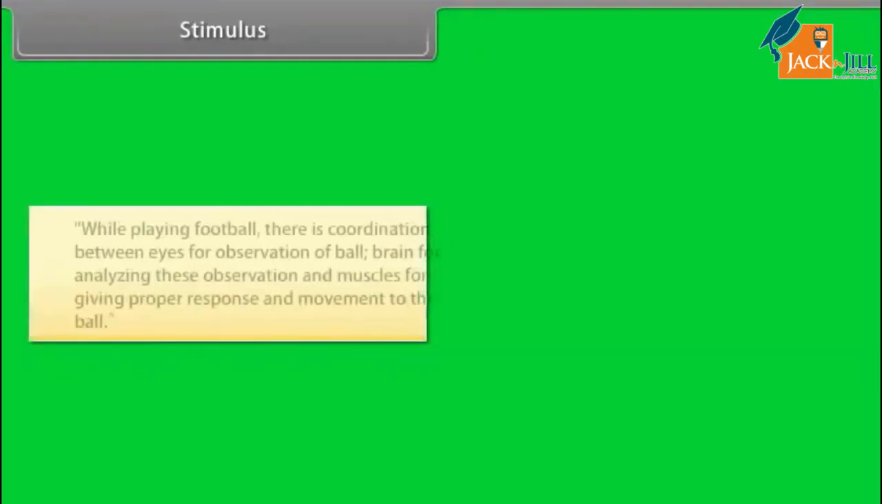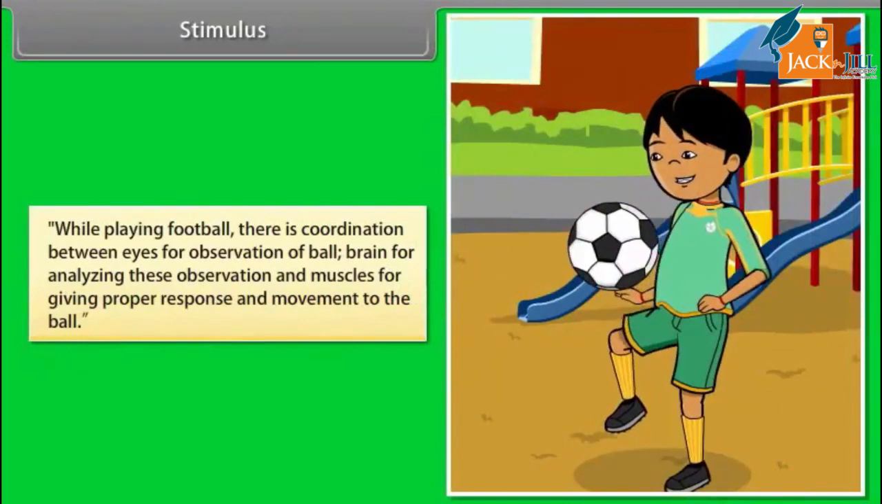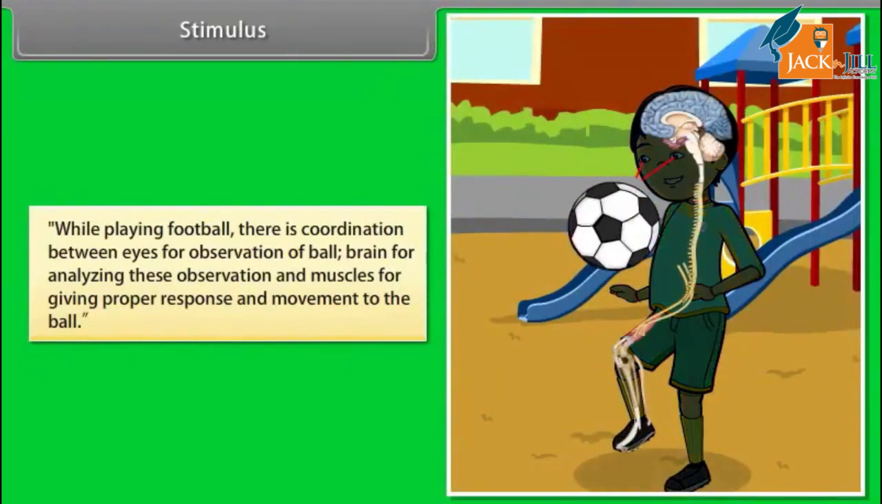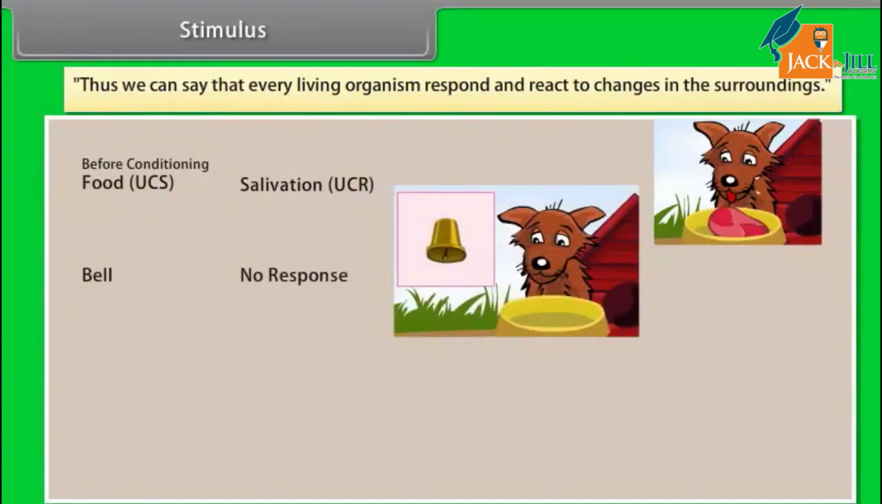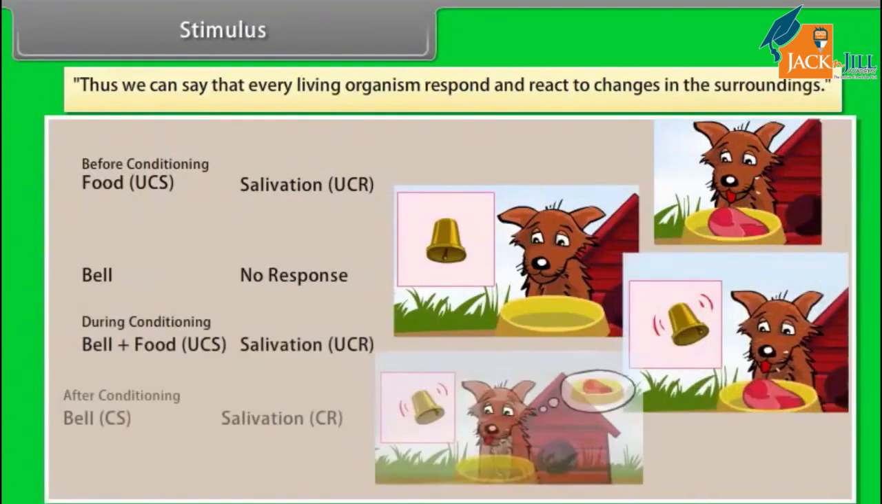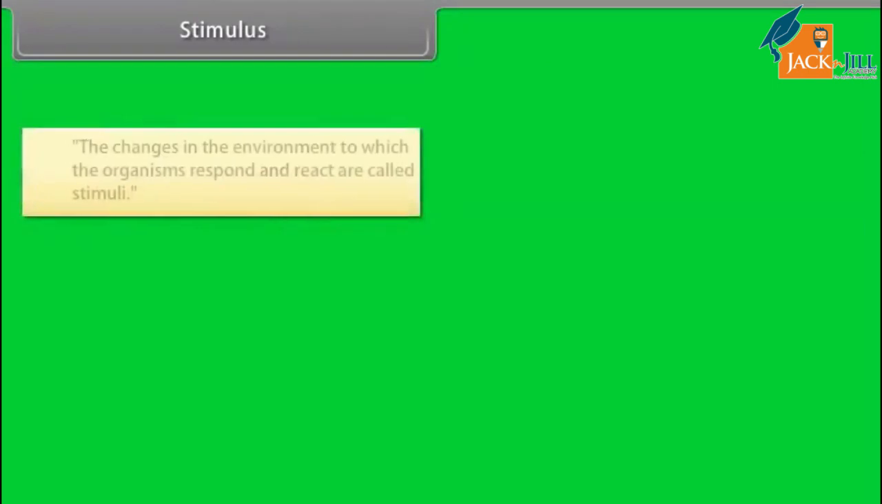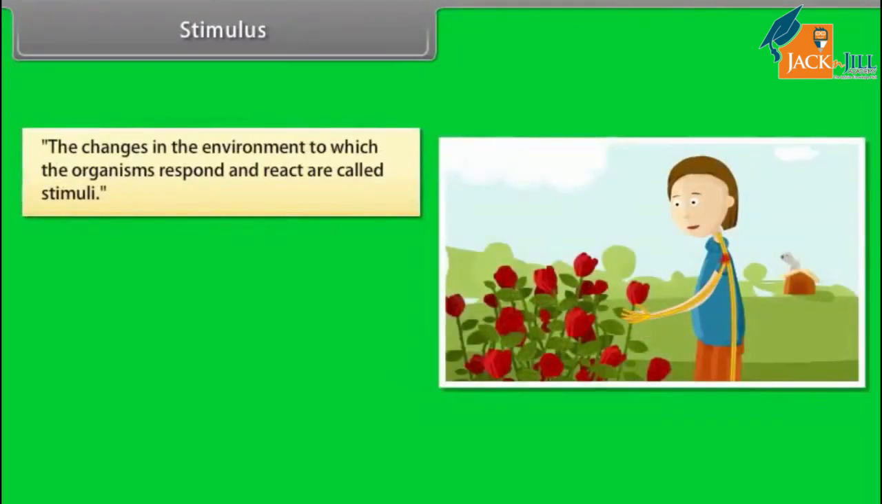Stimulus. While playing football, there is coordination between the eyes for observation of the ball, the brain for analyzing these observations, and the muscles for giving proper response and movement to the ball. Thus, we can say that every living organism responds and reacts to changes in the surroundings. The changes in the environment to which the organisms respond and react are called stimuli.